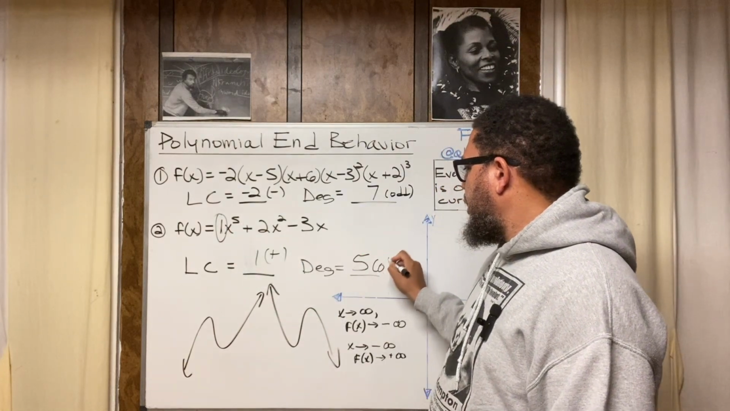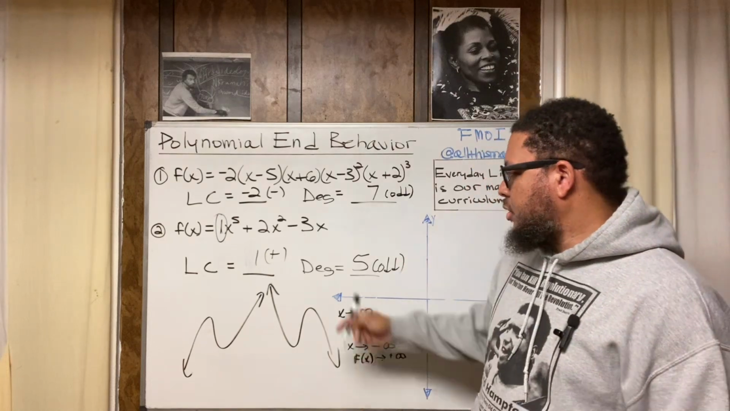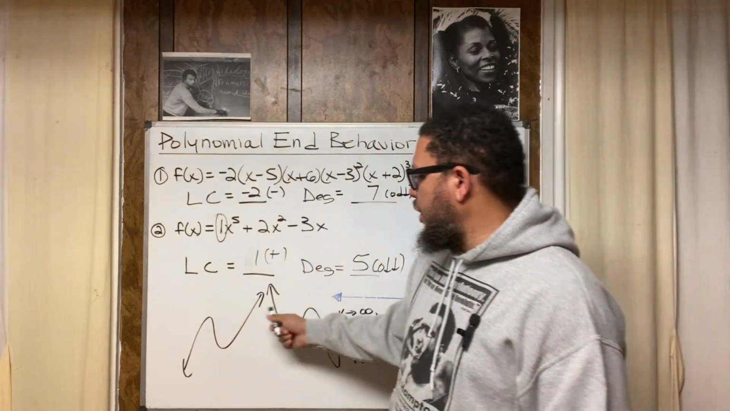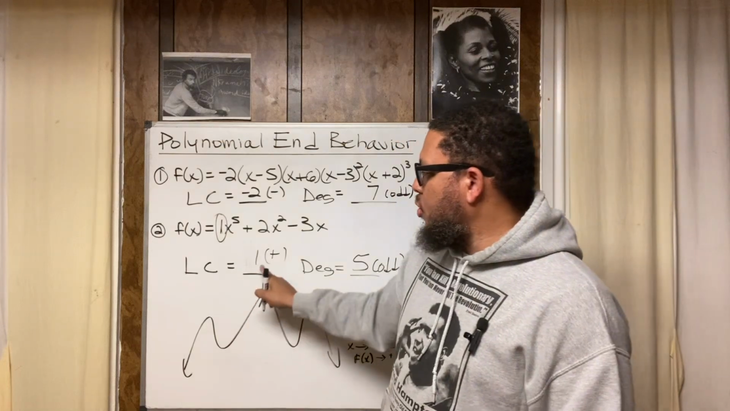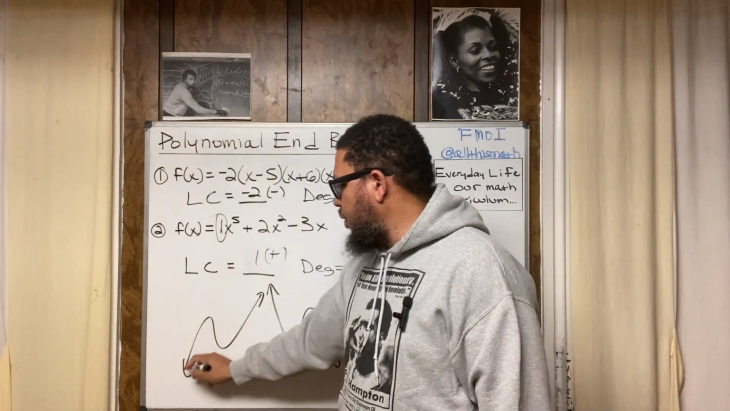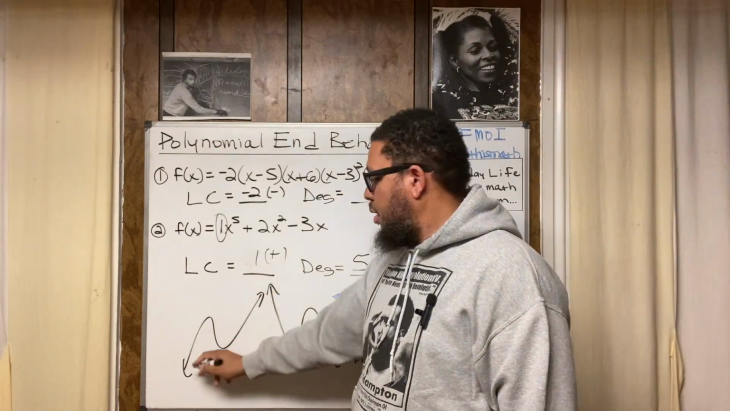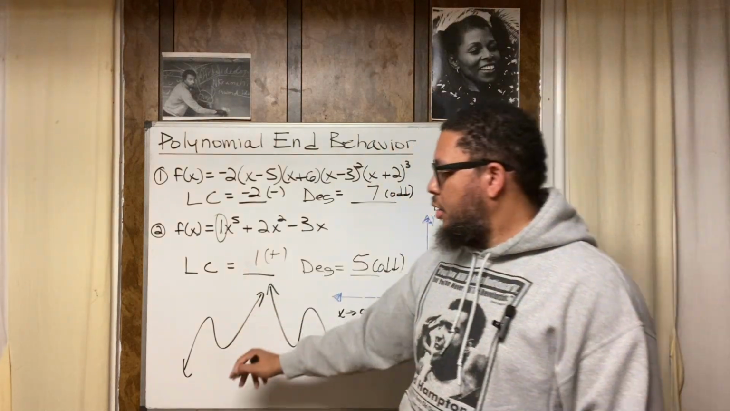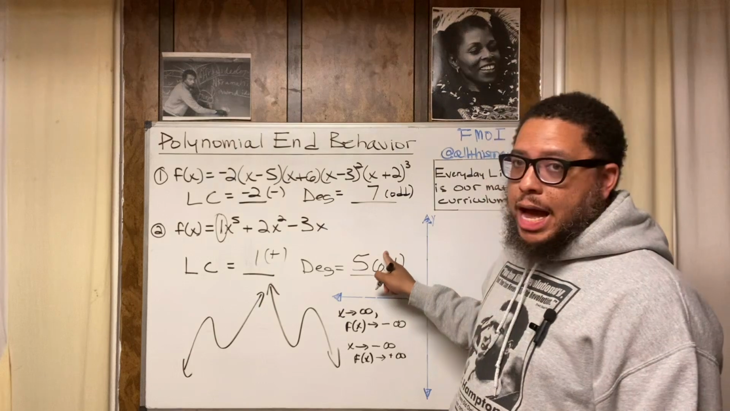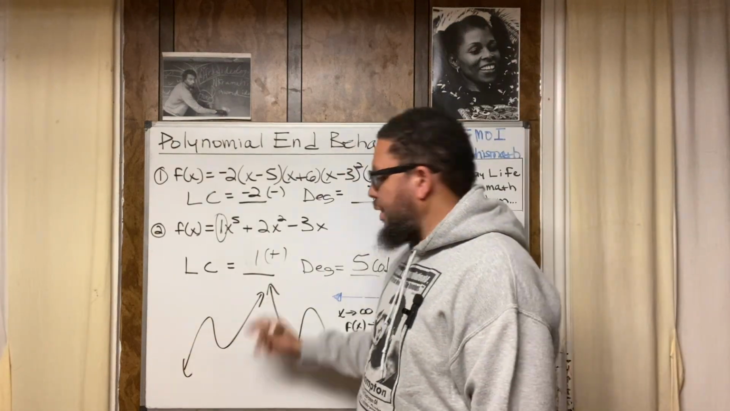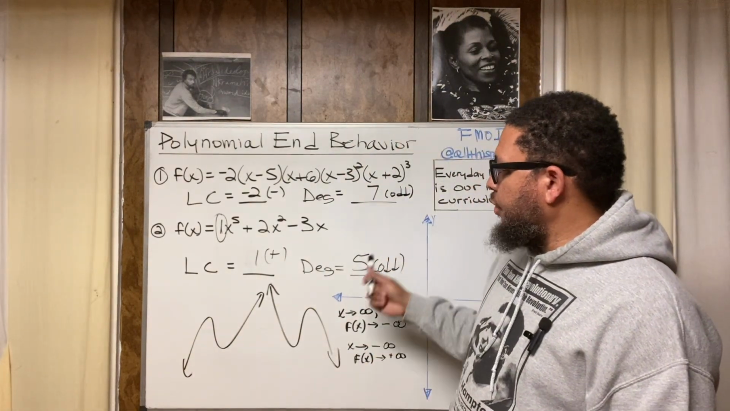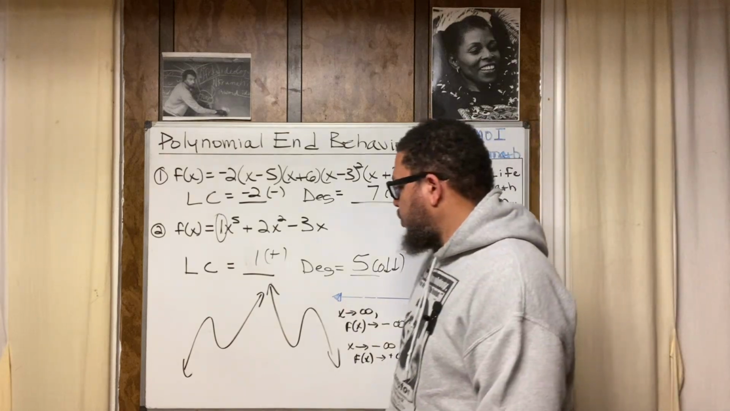That's an odd number. This degree is a 5, so that's an odd number. Since that's an odd number, that means it's going to look like one of these. But your lead coefficient is positive, so now you're going up to the right. If your lead coefficient is positive and your degree is odd, you're going up to the right. I should have picked an example where we had an even degree and an odd degree, but I'm going to do another video for that.